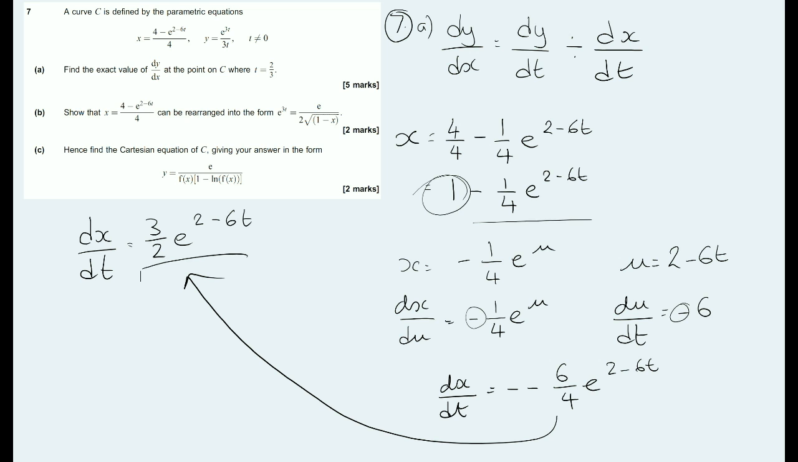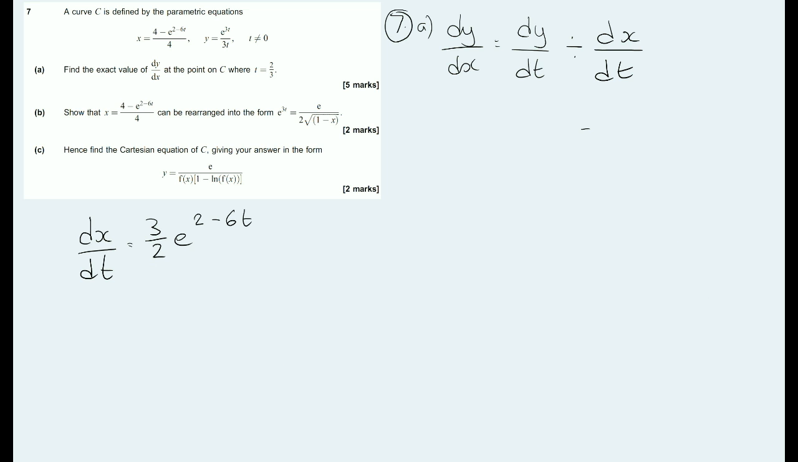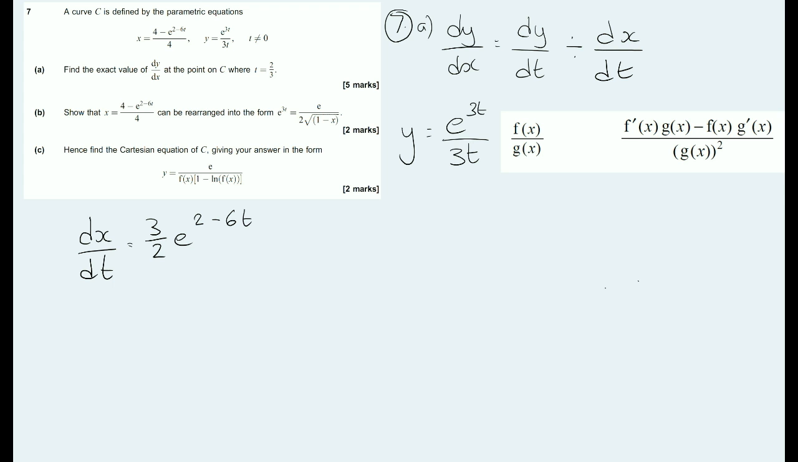Okay, so I'm just going to leave this up for a second, just in case you're copying that down, and then I'm going to remove it so we've got space to find dy by dt. Okay, so dy by dt then, y is equal to e to the 3t over 3t. Now, what we need in this case is to identify that we've got a fraction, i.e. we've got a quotient. As if by magic, the quotient rule appears. So the first function, the top function, f of x, is going to equal e to the 3t. And our second function, the bottom function, g of x, is going to equal 3t.